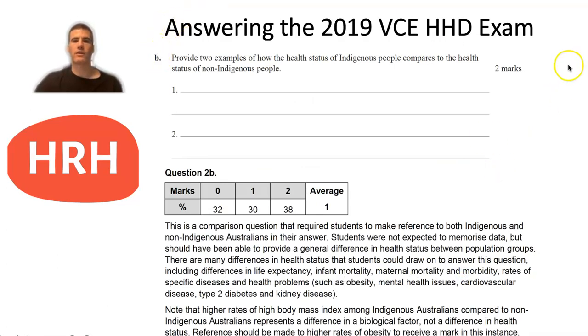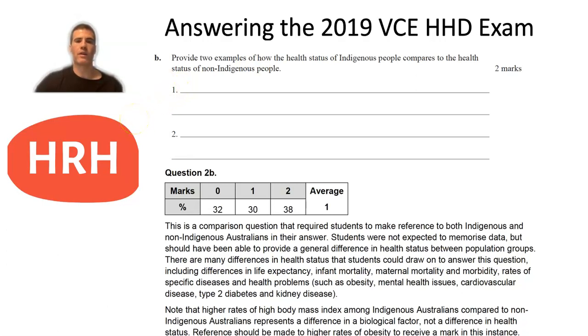Then B was asking you, for 2 marks, to provide 2 examples of how the health status of Indigenous people compares to the health status of non-Indigenous people. Now, surprisingly, only 38% of the state was able to achieve full marks for this question. With any of these comparison questions, make sure that you mention both groups in your answer. So you could have said that the life expectancy of Indigenous Australians is lower than the life expectancy of non-Indigenous Australians, and that would have given you a mark.